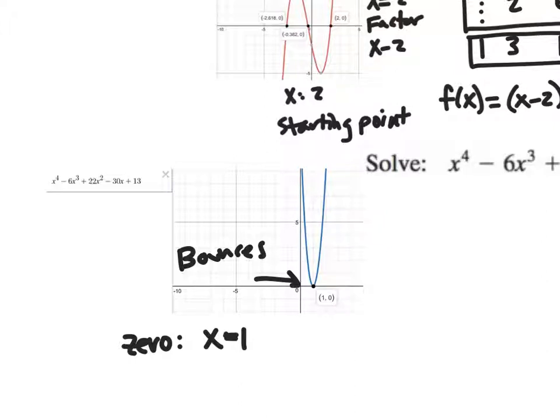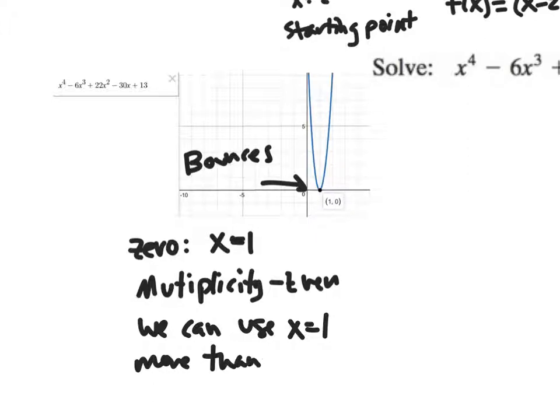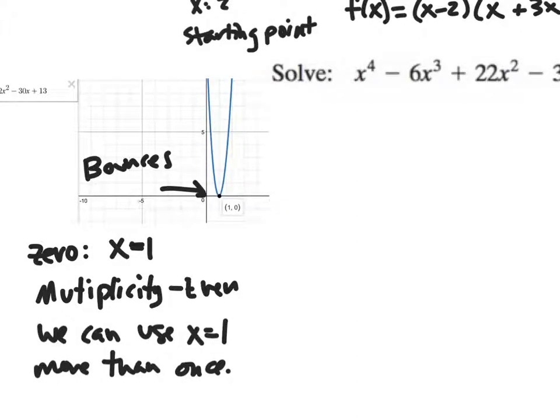This means that the multiplicity is going to be even. What that means is that we can use x equals 1 more than once. In the other examples, all those zeros just cross through. But I want to show you what this is, so just trust me on this. Let's go ahead and work on it.